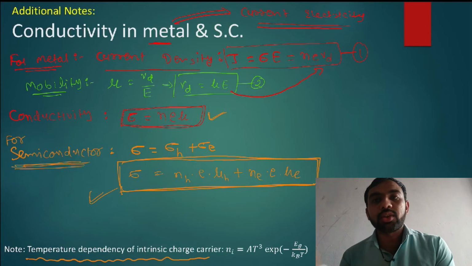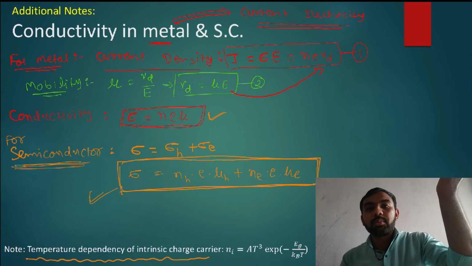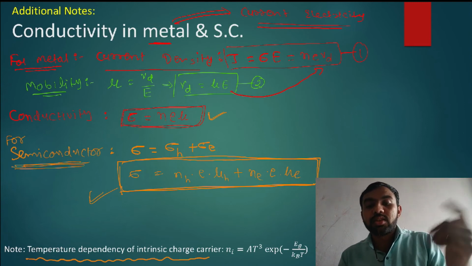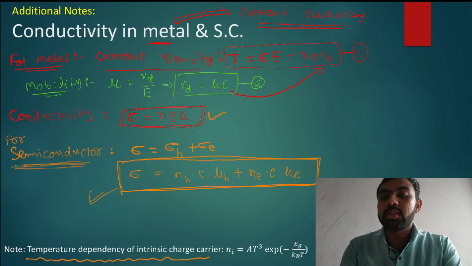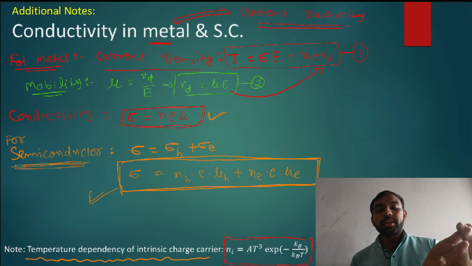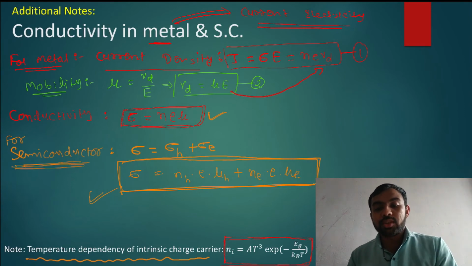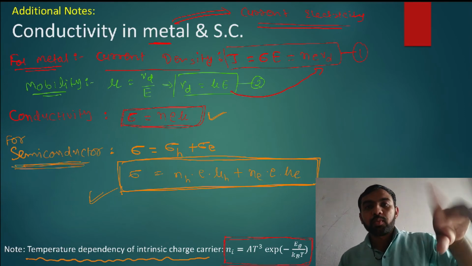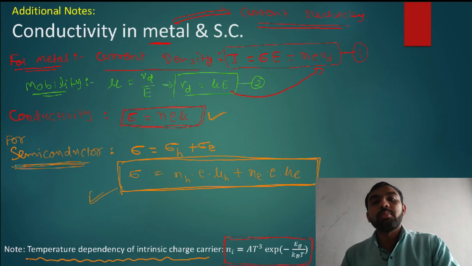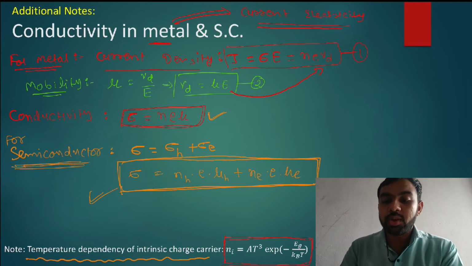Generally the intrinsic charge carrier concentration is denoted by Ni. If you increase the temperature, how does the number of charge carriers change? Only remember this equation, nothing else. The number of charge carriers is given by this relation: Ni is equal to A T raised to 3 into exponential, e raised to minus Eg upon kB T, where Eg is the band gap and kB is the Boltzmann constant. All of you must note here.